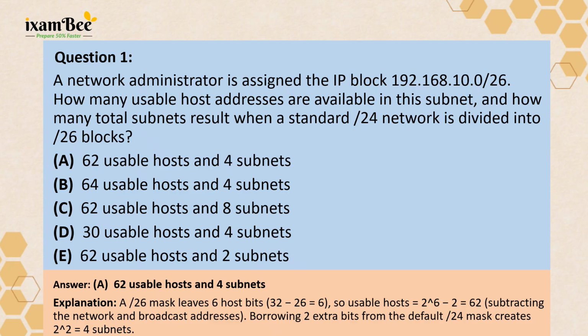Second, the subnet count. We are going from the default /24 down to /26, which means we've borrowed 2 extra bits. 26 minus 24 equals 2. That gives us 2 to the power of 2, which is 4 subnets. Put both parts together, we get the answer, which is 62 usable hosts and 4 subnets, which is option A.